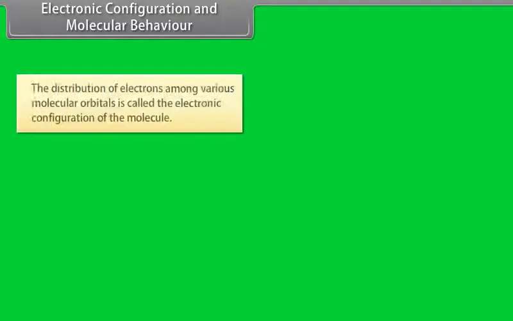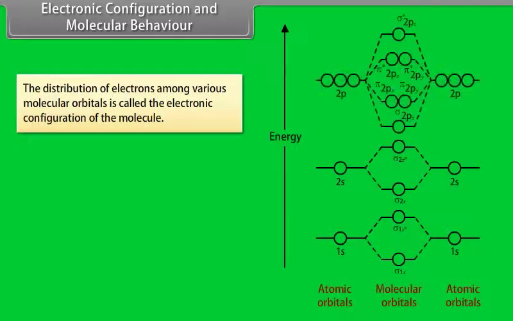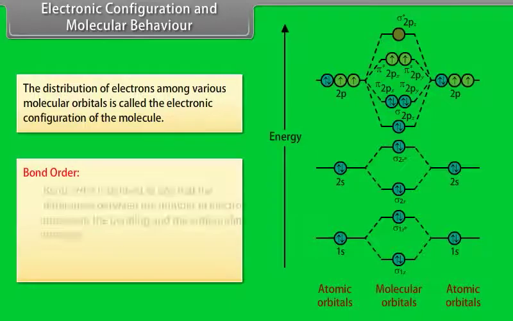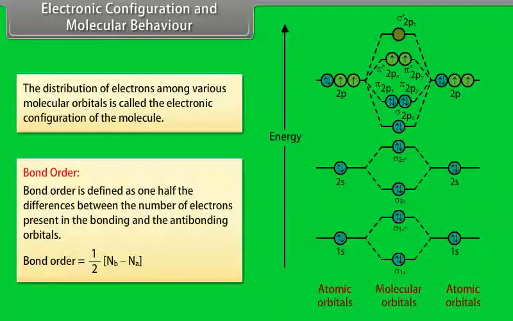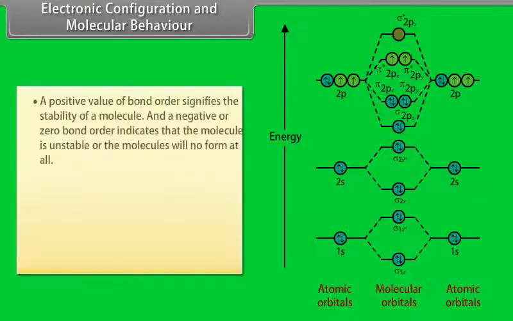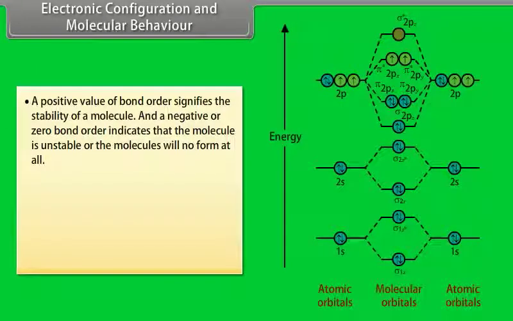Electronic configuration and molecular behavior. The distribution of electrons among various molecular orbitals is called the electronic configuration of the molecule. Bond order. Bond order is defined as 1/2 the difference between the number of electrons present in the bonding and the anti-bonding orbitals. A positive value of bond order signifies the stability of a molecule, and a negative or zero bond order indicates that the molecule is unstable or the molecule will not form at all.